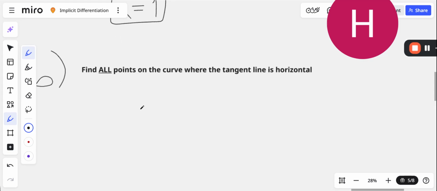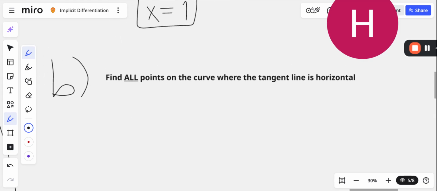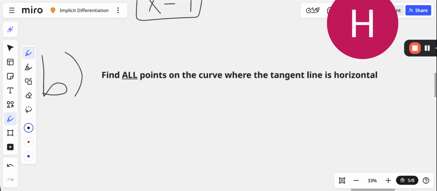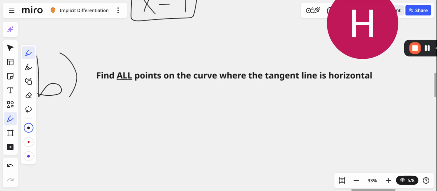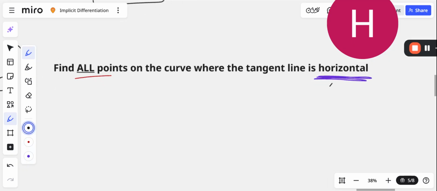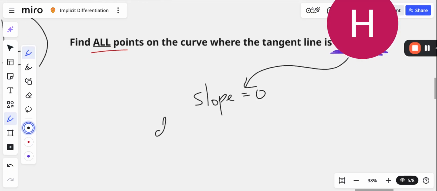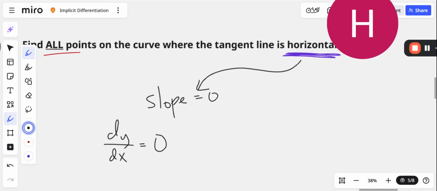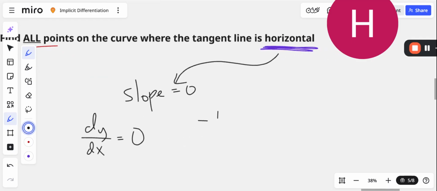Okay, let's move on to part B. Part B is to find all points on the curve where the tangent line is horizontal. So what does that tell us? Well, we have to find some points, x and y, but horizontal is really important here. Horizontal tells us that the slope is 0. In other words, dy/dx equals 0. So let's take dy/dx and set it equal to 0.